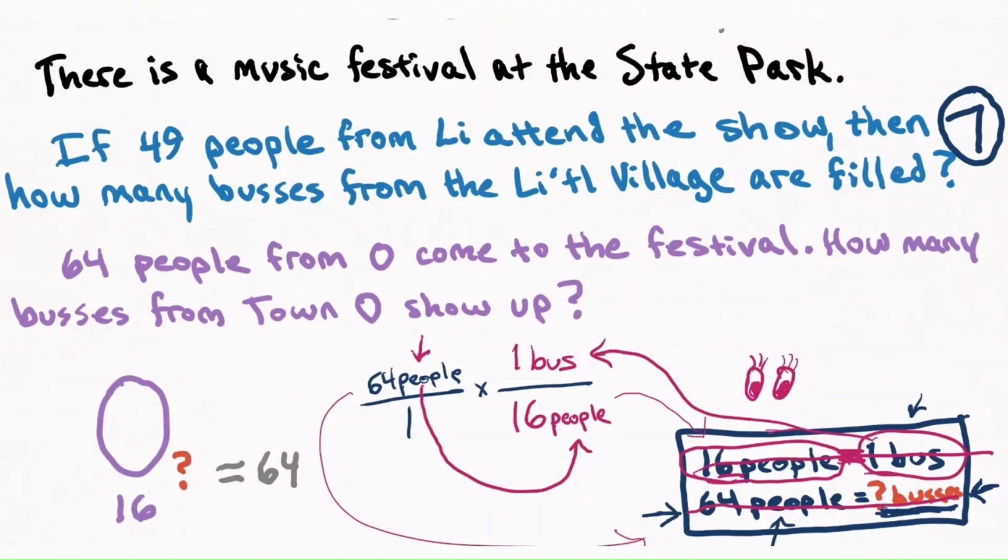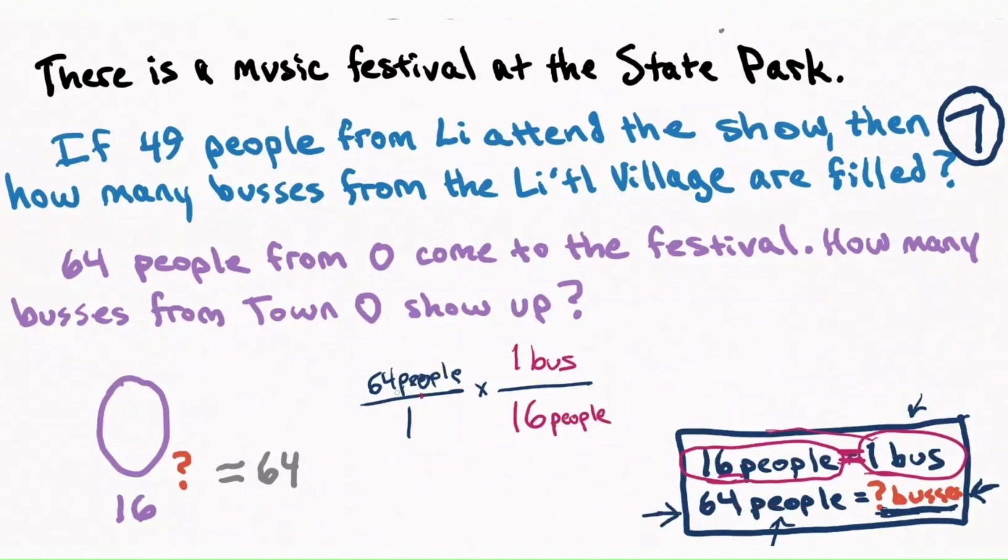So if we cancel out the units of measurement that are diagonal from each other that match, so we have people up here and people down there, that cancels out. The only unit of measurement we have left is bus. And we go and look and see what that question mark is. Is that what we're asking? How many buses? Yes, it is. How many buses? So we know we've set this up correctly. Check. We have set up the problem correctly.